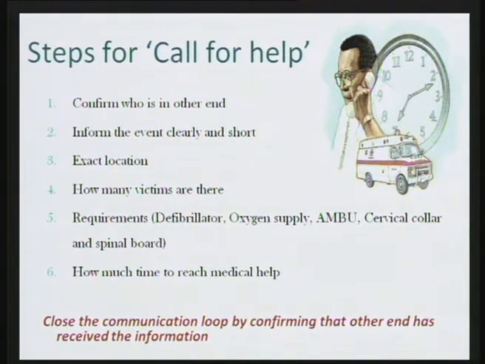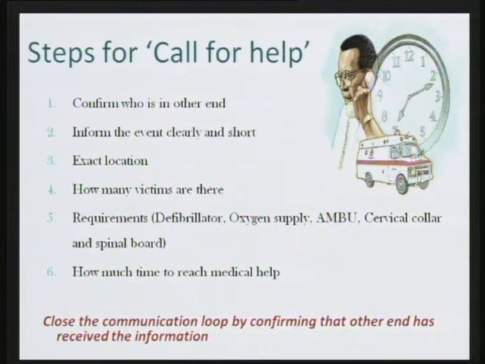First thing is, the person should confirm who is there on the other end. Like if I am calling for an ambulance or the pre-hospital team, then I will tell them who I am. I am Miss So and so, and there is a certain event, like if we are in IGNOU, then some person has collapsed at gate number 1 or gate number 2. We have to give precise information, and that should be very brief, and we have to give the exact location where the casualty is.